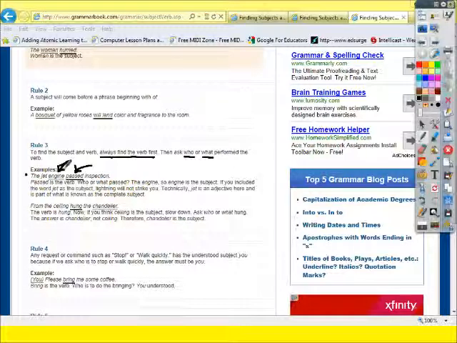Second thing, in this sentence, be careful here. From the ceiling hung the chandelier. Well, most people say, is that the subject because it's at the beginning? No, that's actually a prepositional phrase. So go to your verb, hung. What hung from the ceiling? Oh, the chandelier. Therefore, chandelier is the subject.